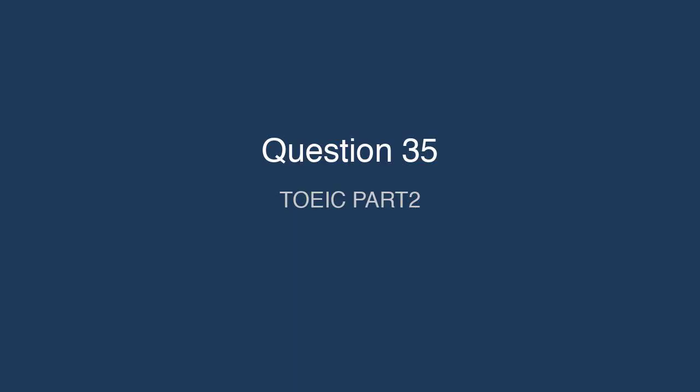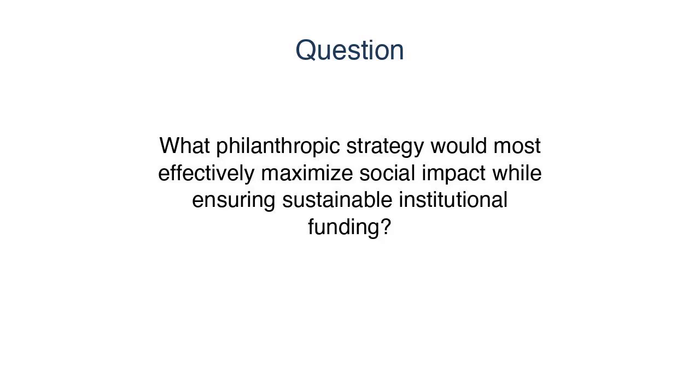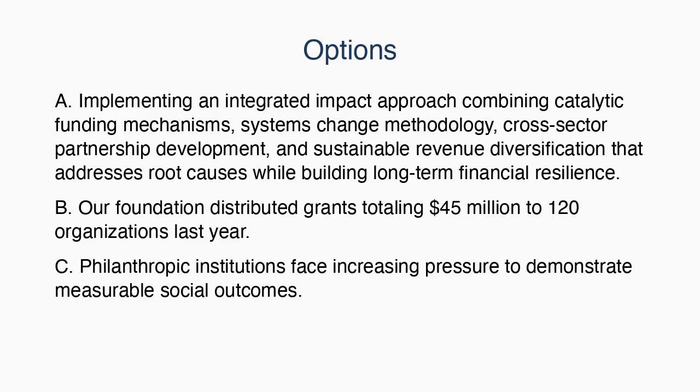Question 35. What philanthropic strategy would most effectively maximize social impact while ensuring sustainable institutional funding? Here are your options. A. Implementing an integrated impact approach combining catalytic funding mechanisms, systems change methodology, cross-sector partnership development, and sustainable revenue diversification that addresses root causes while building long-term financial resilience. B. Our foundation distributed grants totaling $45 million to 120 organizations last year. C. Philanthropic institutions face increasing pressure to demonstrate measurable social outcomes.